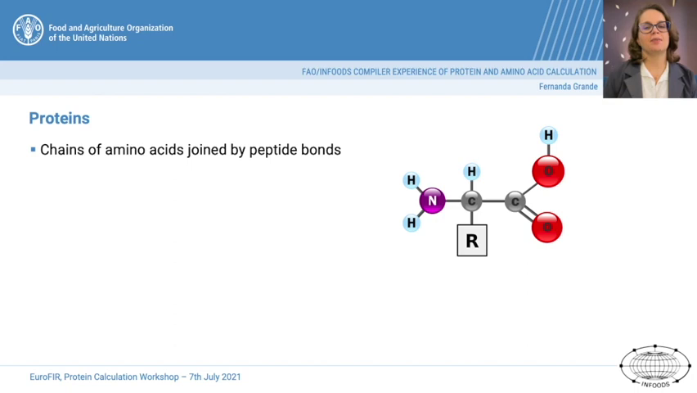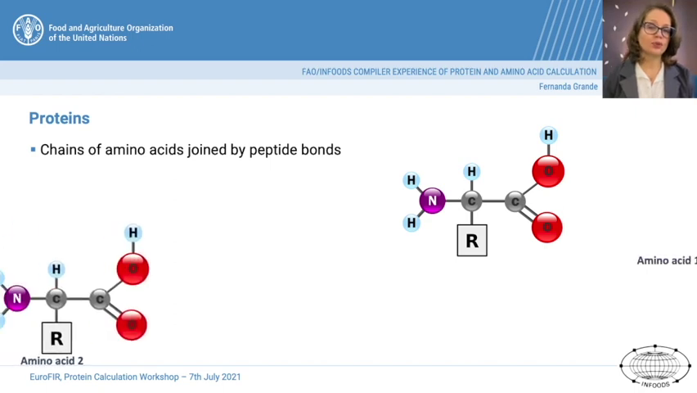So proteins are made up of chains of amino acids, meaning that the amino acids are the building blocks of proteins. The amino acids are organic compounds that contain one amino group, including the nitrogen, and this is what differentiates proteins from the other macronutrients. They also have a carboxylic group, along with a side chain group represented here by R, which varies and is specific to each amino acid.